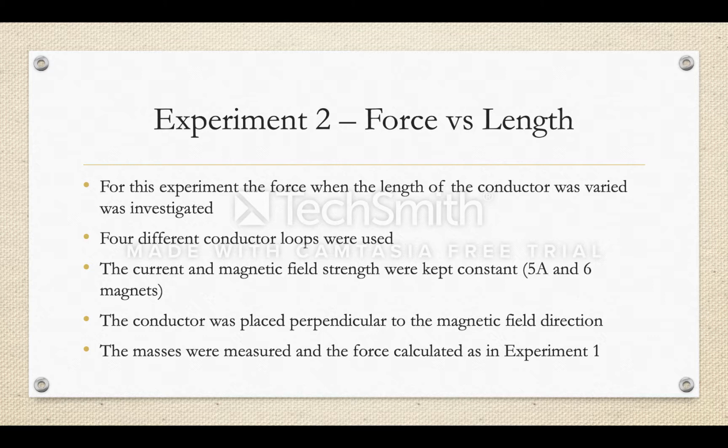The conductor was arranged perpendicular to the magnetic field direction. The masses were measured for each of the 4 loops and the force was calculated the same way as in experiment 1. The mass when the current was equal to 0 was found to be 125.14 grams.